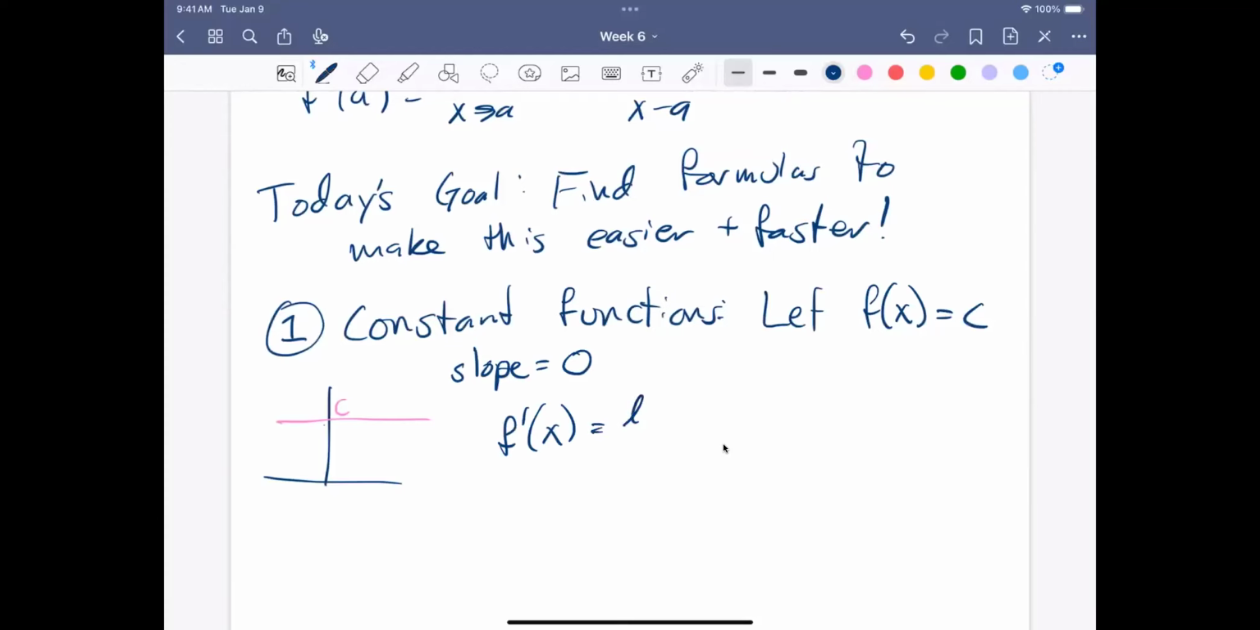But f of x plus h in this case, if I plug x plus h into my function, what is it going to spit out? c. It's always going to spit out c. So this is the limit as h approaches 0 of c minus f of x, also c, all over h. That's c minus c, which is 0. So we have the limit as h approaches 0 of 0, and that's 0. So we see from our definition that it does actually work out.